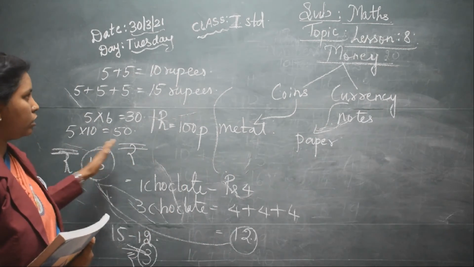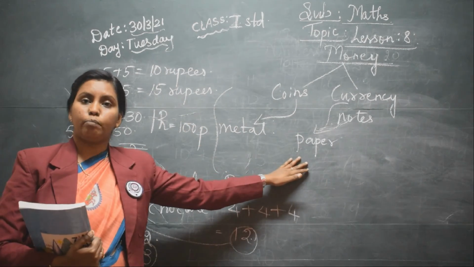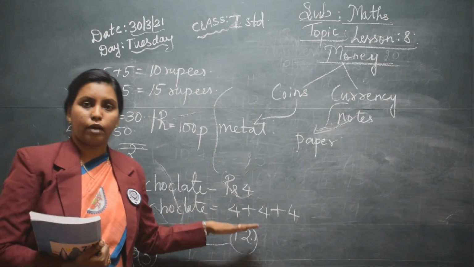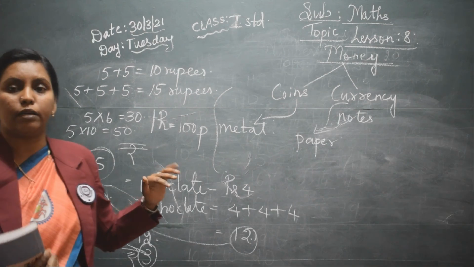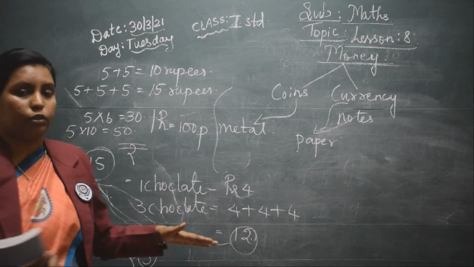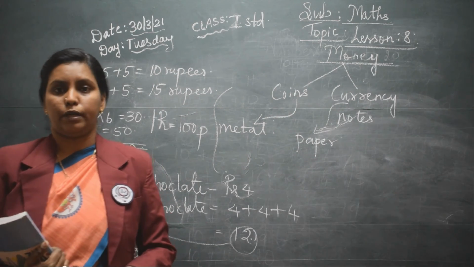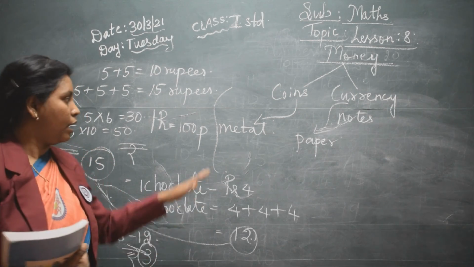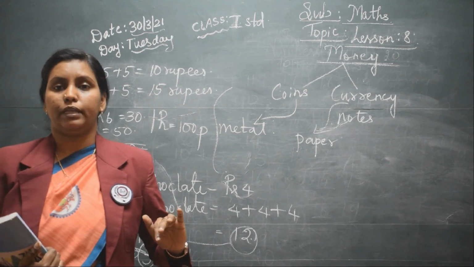Okay children, so this was the lesson about money. The coins and the currency notes, how you are going to add them and how you should subtract them, what are the transactions taken in day-to-day life, all that you have learnt in this chapter. Okay, so all of you complete your activities and understand it and complete it.